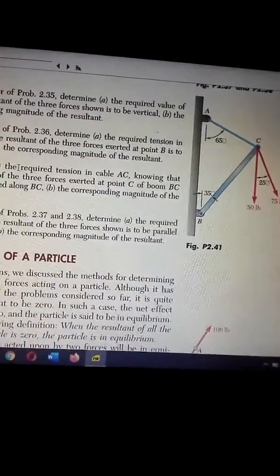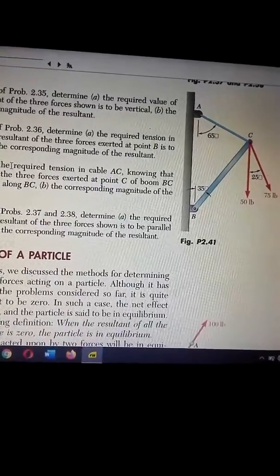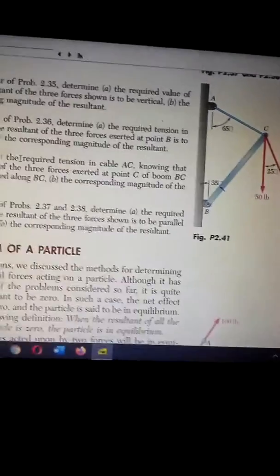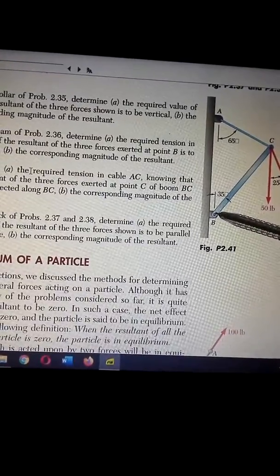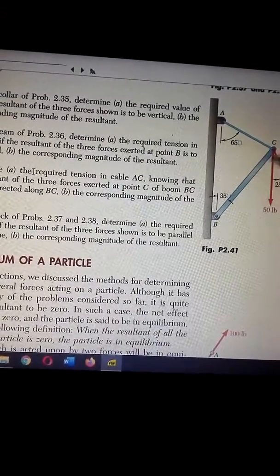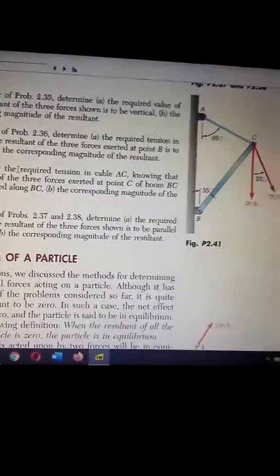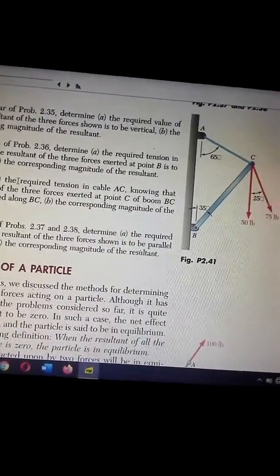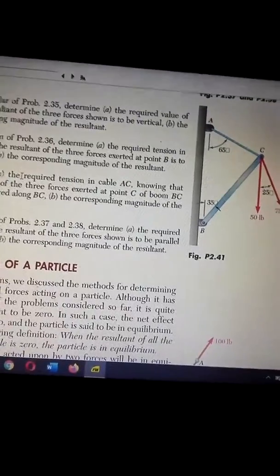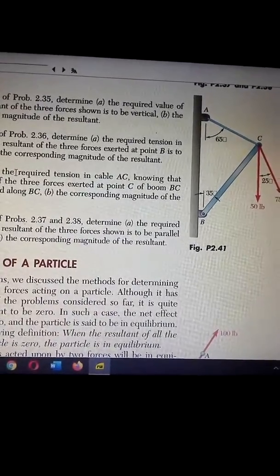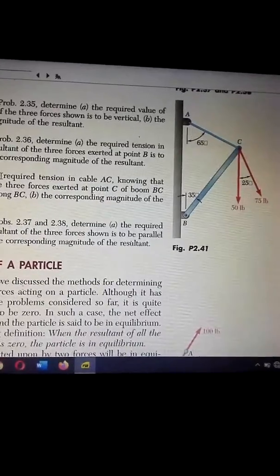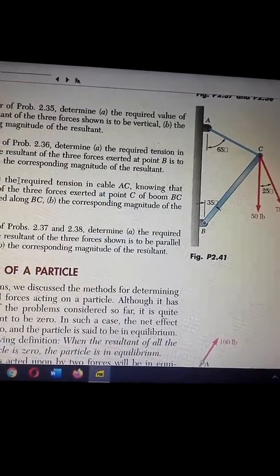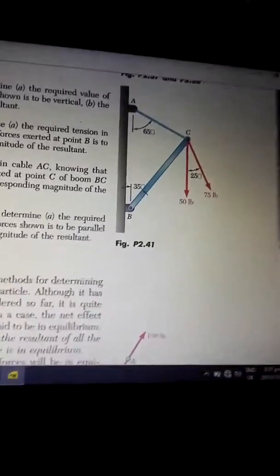Alright, so we are told that the resultant of these three forces must be directed along BC. So the resultant of everything must be directed along BC. That means the resultant of everything is along this line. So we want to use that information to get the magnitude of the tension, and then from that get the corresponding magnitude of the resultant.